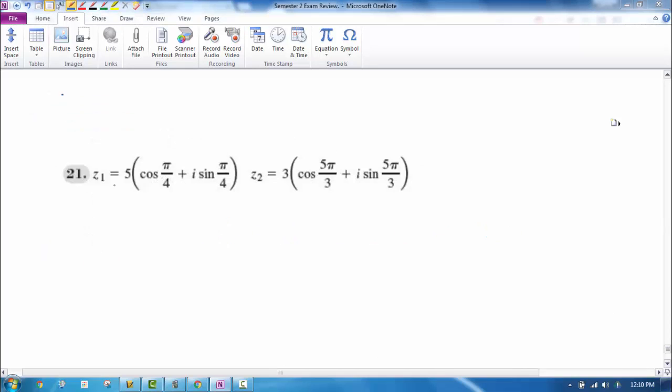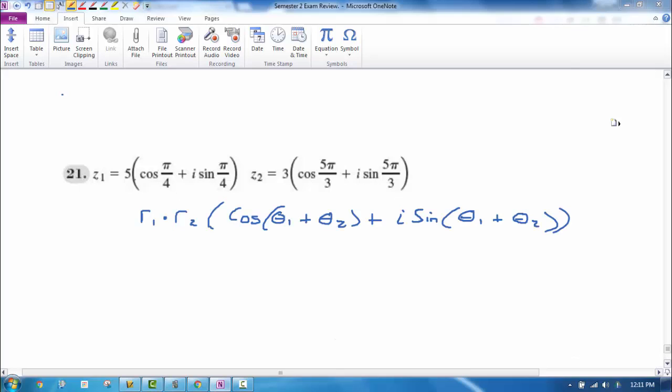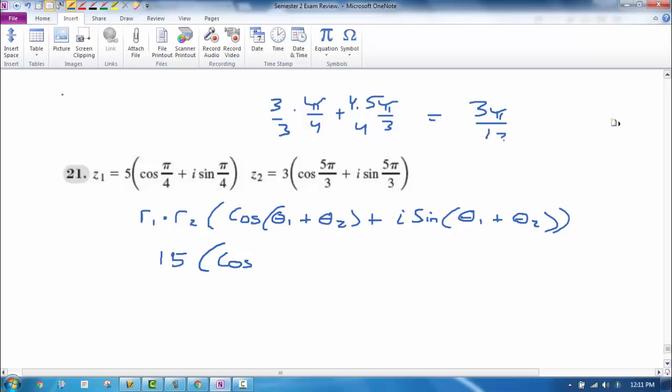All right, then the last problem, when you multiply 2 complex numbers together, these are in trig form. What you do is you multiply, so the formula is right. So it's 5 times 3, which is 15. And then you have cosine, and then we need to add the angles together. So I have pi over 4 plus 5 pi over 3. Want to get a common denominator, multiply top and bottom of this one by 3, and multiply top and bottom of this one by 4, and that gives me 3 pi over 12 plus 20 pi over 12, so that'd be 23 pi over 12. And that goes in for both of them.